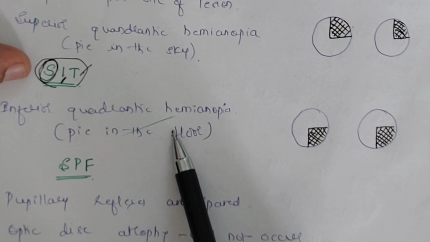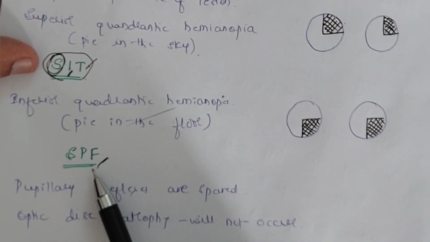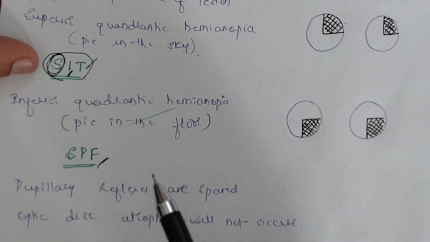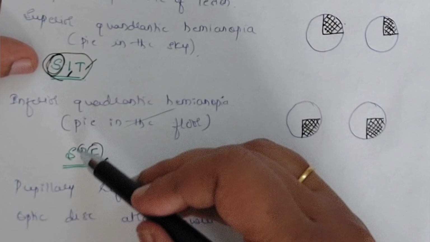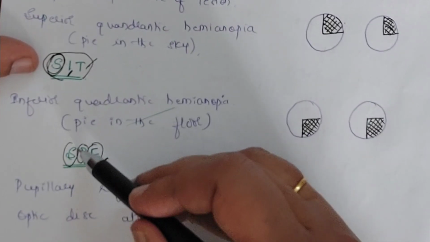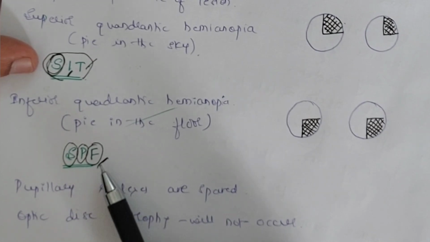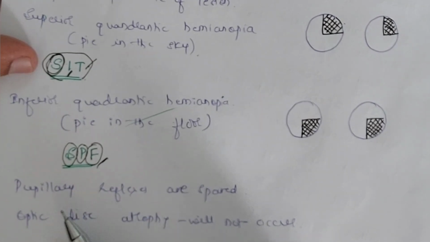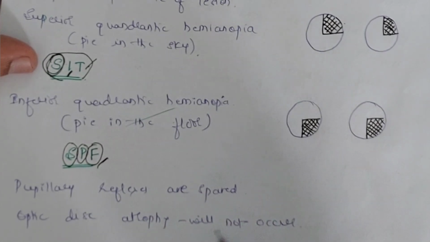Next, inferior quadrantic hemianopia, SPF, sun protection factor. Girls will be very much familiar with this. So here remember F for floor, okay, P for parietal lobe, where the superior fibers are affected. So superior fiber affection in the parietal lobe leads to what is known as pie in the floor. Here again the pupillary reflexes are spared. Optic disc atrophy will not occur in case of optic radiation affection.